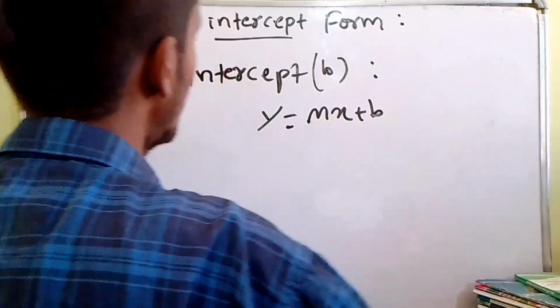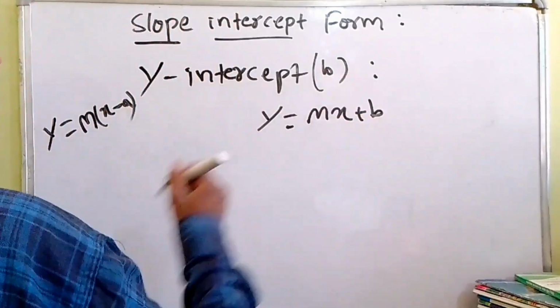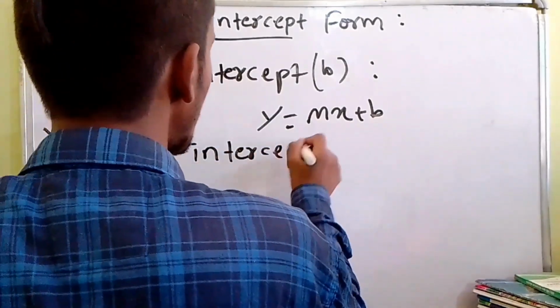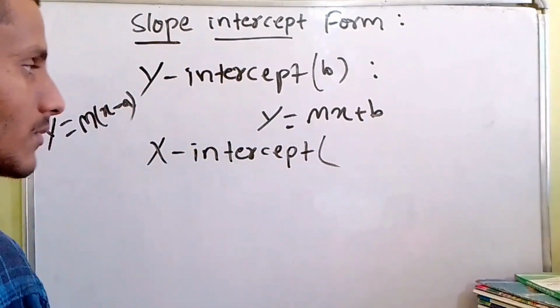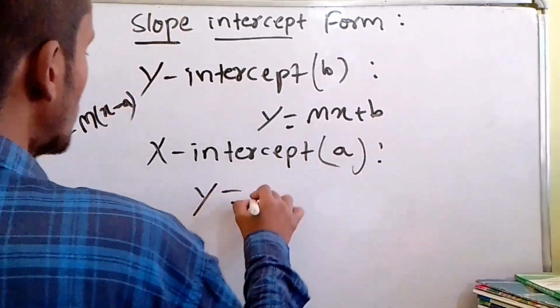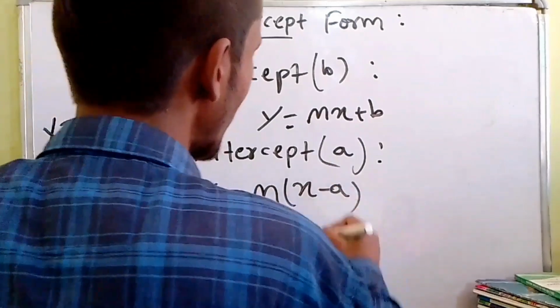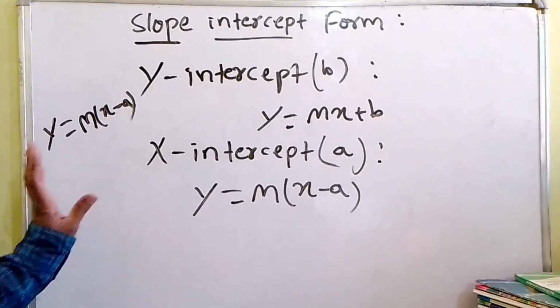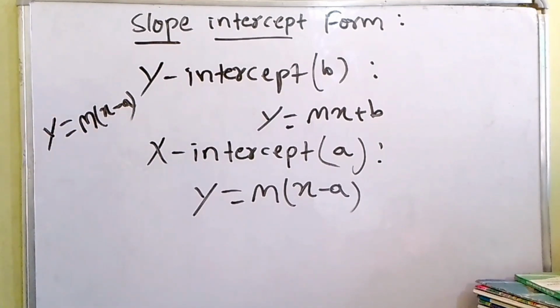So using the y-intercept, we have this equation. If you use the x-intercept, meaning a is the x-intercept, we're going to have y is equal to m times x minus a. That is going to be the equation if you use the x-intercept. Okay, note this down, and I also suggest you note the proof, which I showed you earlier. Okay, write down the proof also.